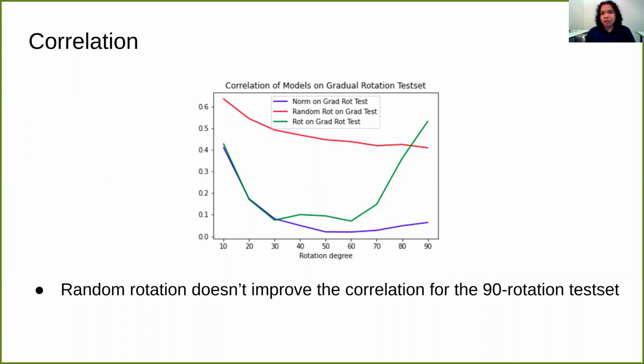Correlation-wise, the random rotation model surpasses the other models in the test sets from 10 to 80 degrees. However, the 90 rotation model still holds the best correlation in the 90 rotation test set. So the introduction of random rotation doesn't improve the augmented correlation at all.